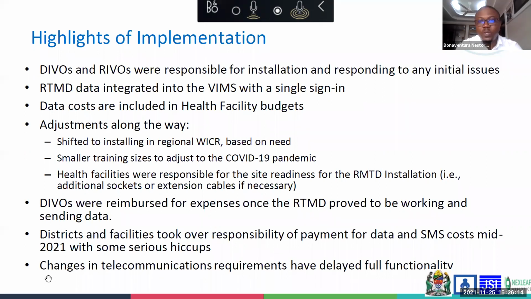During this process, we encountered some hiccups where we found out that some devices were not sending data. So this is one of the challenges. Also, we experienced a challenge of changing regulations through the National Regulatory Authority. So this also was a hiccup, and we had some difficulties during the implementation.